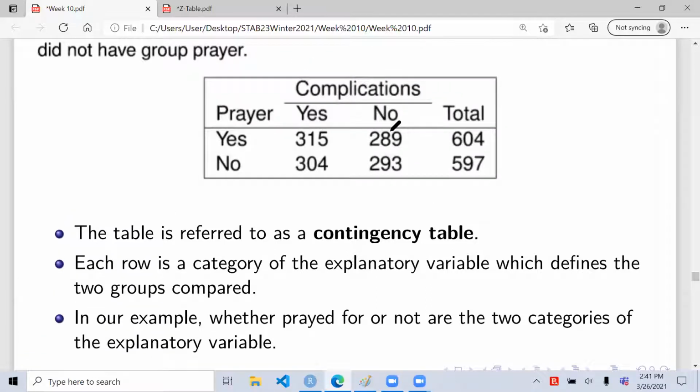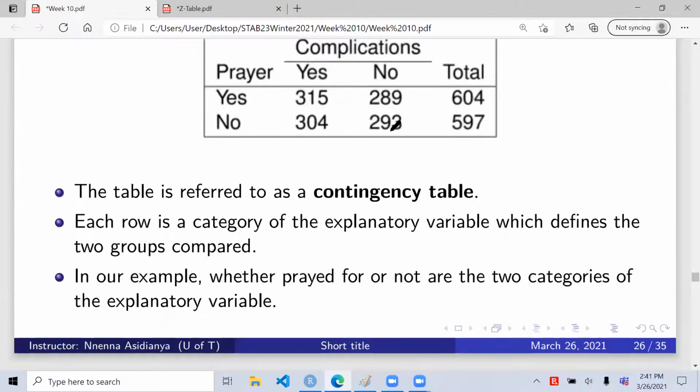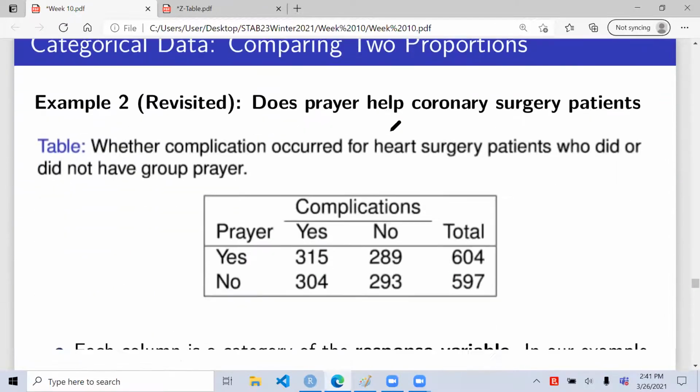So because in our example, we're interested in whether or not prayer itself positively impacted complications. So does it decrease complications? We're then saying that the response variable itself is the complications, but the thing we think explains it is whether or not somebody was prayed for, right? So let's keep this in our minds when we're making our tables.